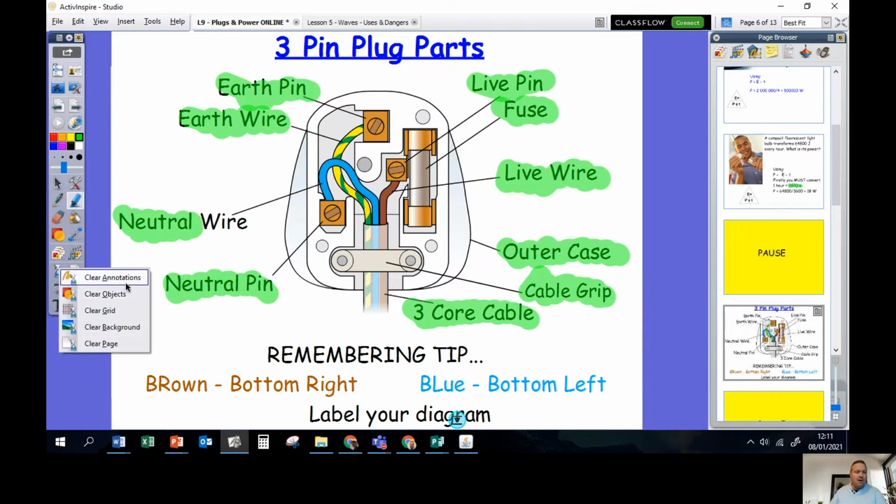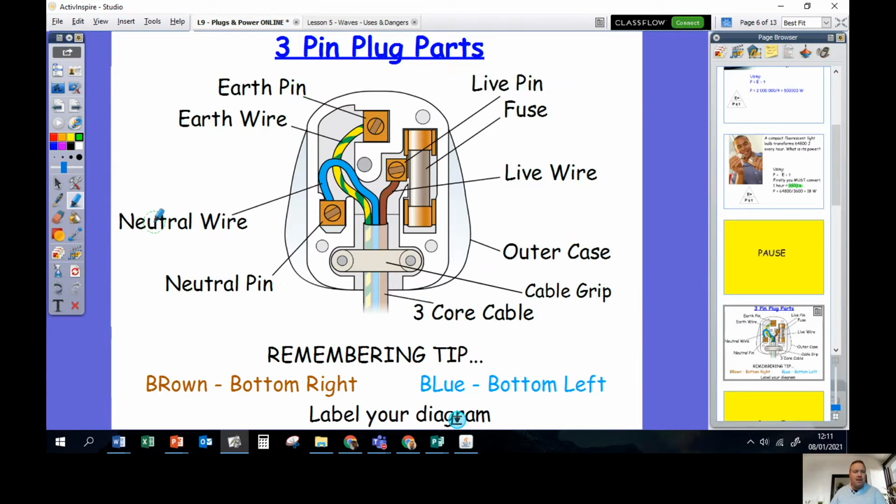So we've got our 3 wires, if you remember them in order going around, N-E-L. I say my Auntie Nelly, N-E-L. So neutral, earth and live wires. The pins for each of those wires, the neutral pin, the earth pin and the live pin. And we've got the fuse and the cable grip there. And we would call the 3 wires wrapped together the 3-core cable and the plastic outer case.